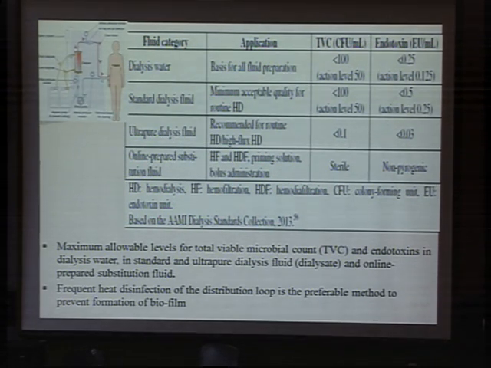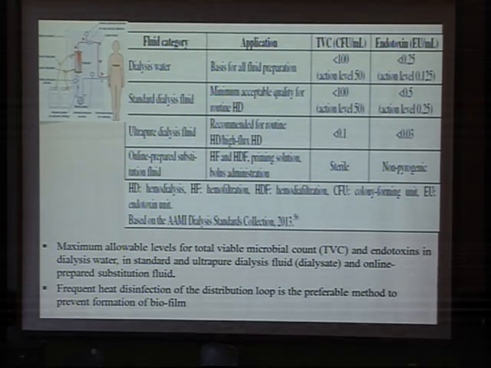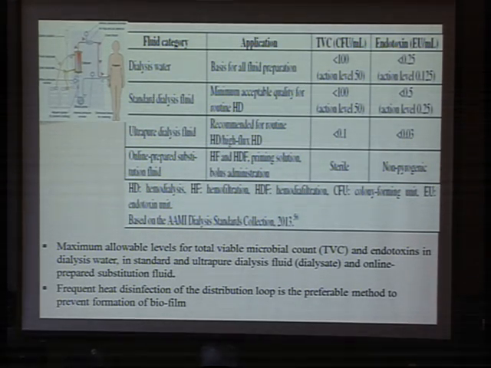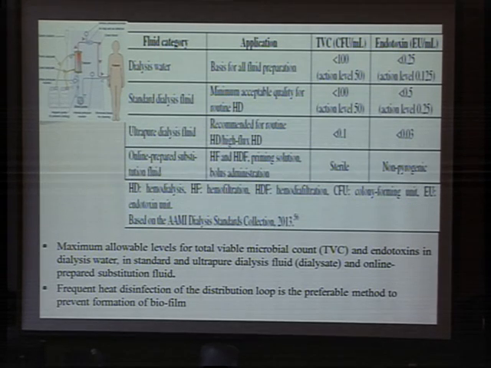Some applications say we should use one new single filter at the end. A lot of activity is done in this issue because it's a critical situation. The most important is that the frame to have a biofilm is a tube. So there should be frequent heat disinfection of the distribution loop to avoid the occurrence of the biofilm. You know what biofilm is?